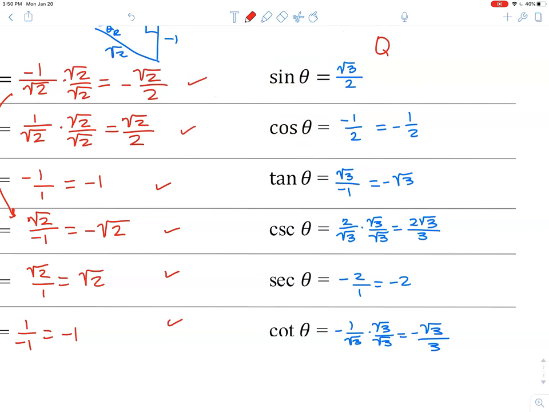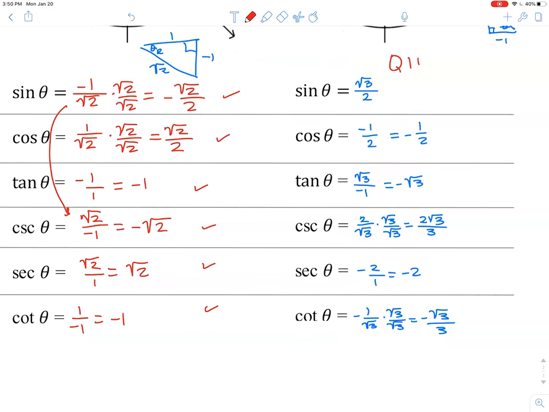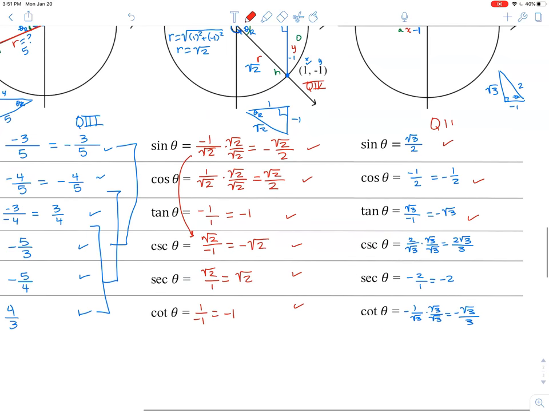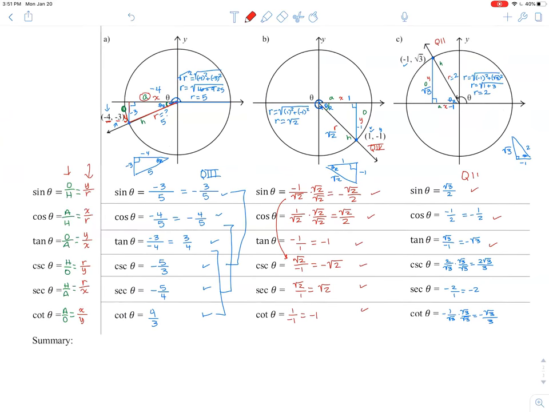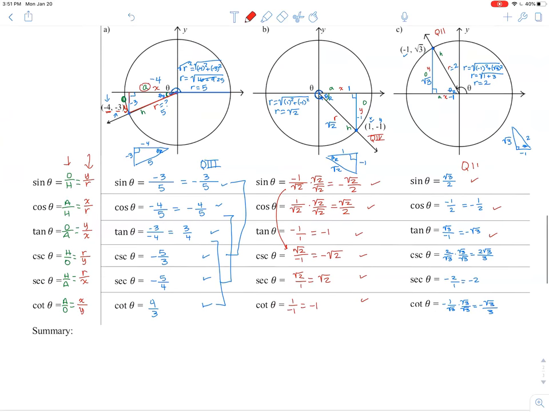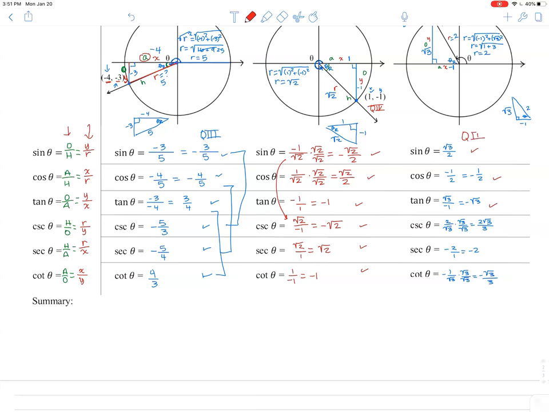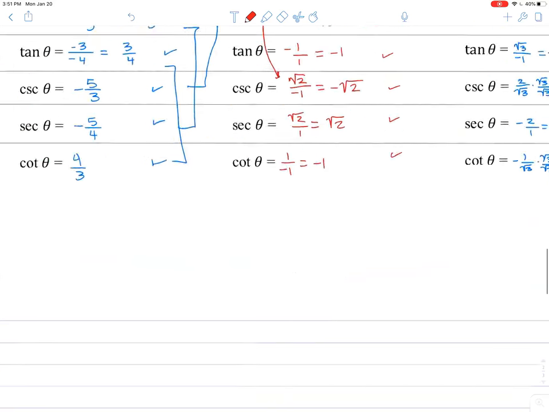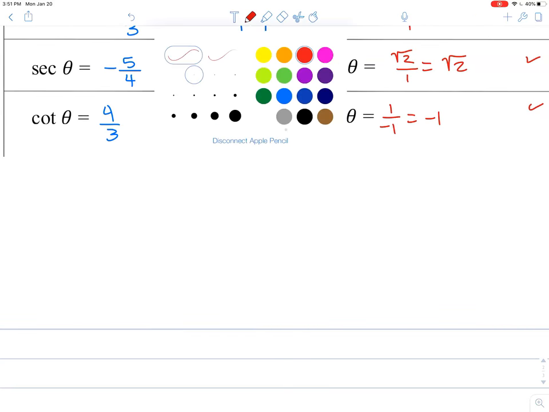So notice here in quadrant 2, where angle theta was, what we found out was that sine was positive, cosine was negative, and tangent was negative. And so here's something that's really, I'll teach you the acronym to that. Never mind, I'll teach you that tomorrow.